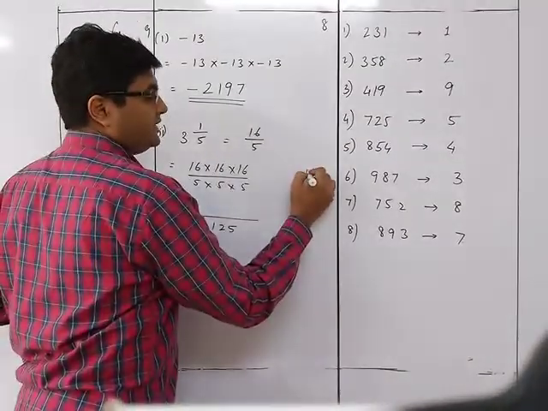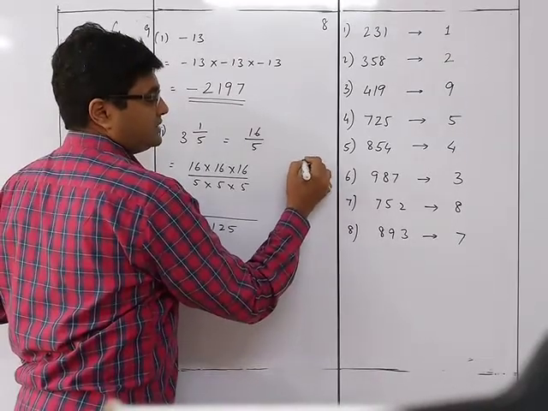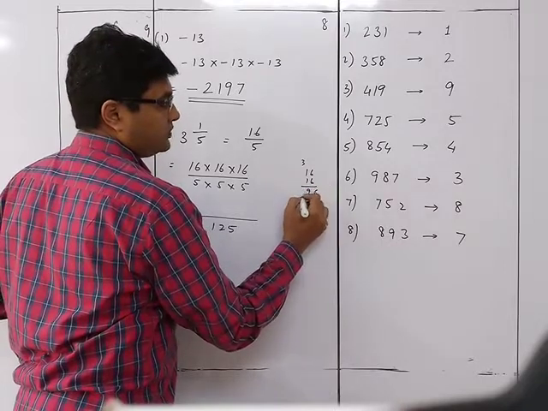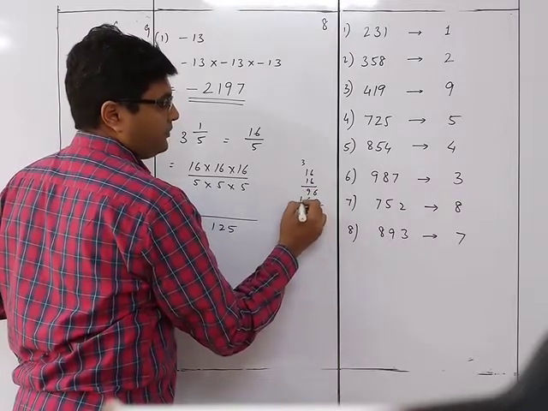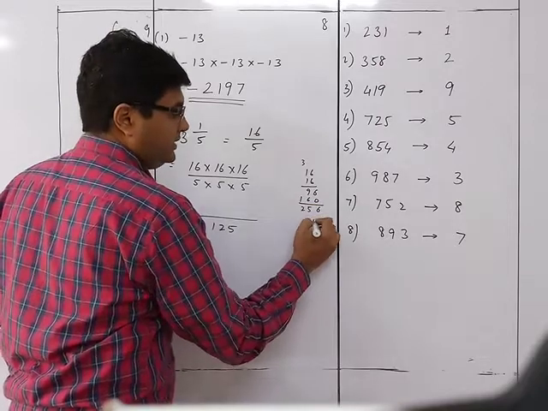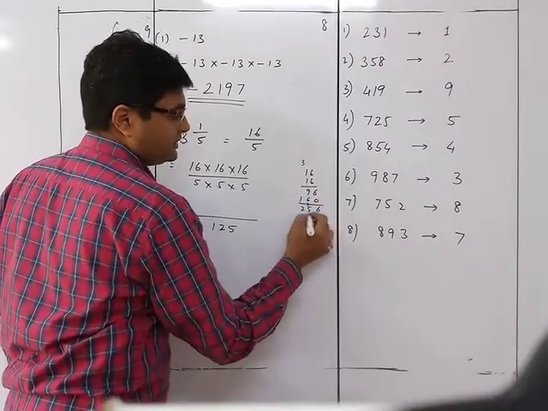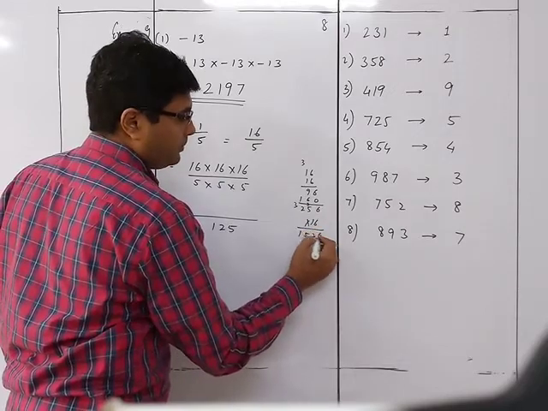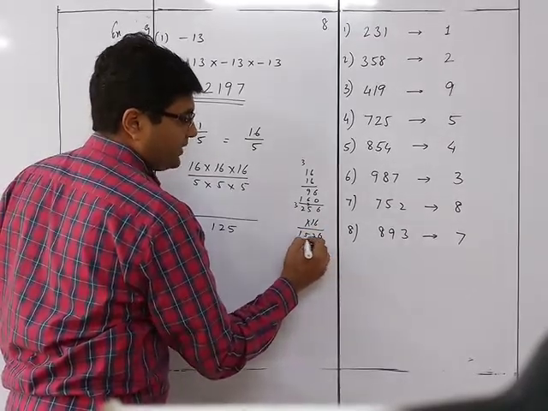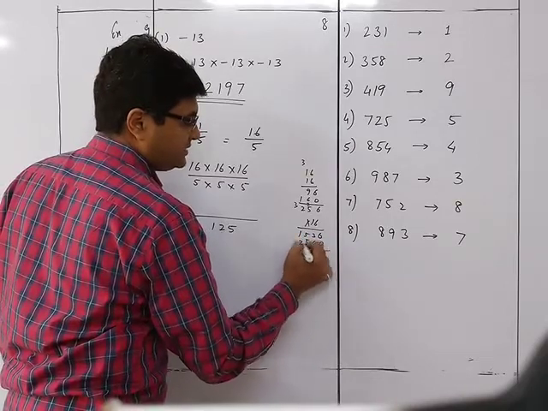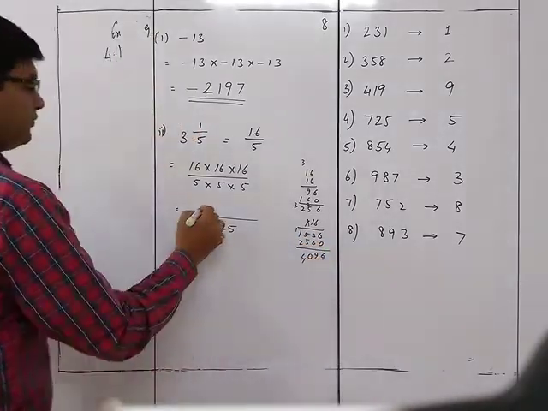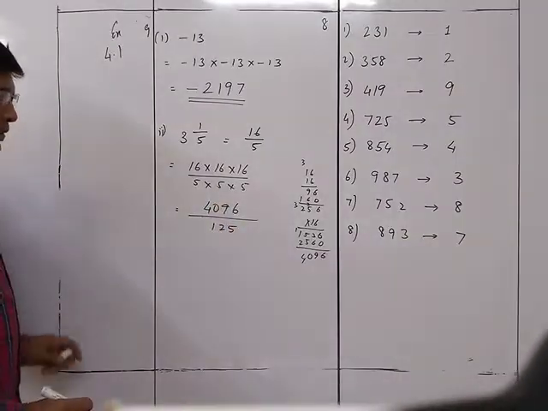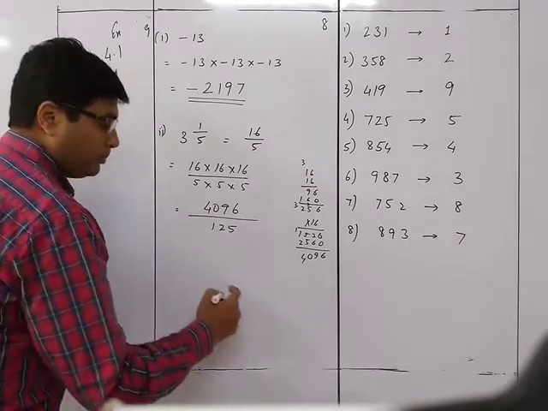So 16 into 16. 6 6s are 36, 6 1s are 6, 7, 8, 9, then 0, 6, 1. So 256 into 16. 6 6s are 36, 6 5s are 30, 33, 6 1s are 6, 12, 3 and 4, 15, and then 0, 6, 5, 2. That's 4096. Okay. You need to divide this also and make it into a mixed fraction.